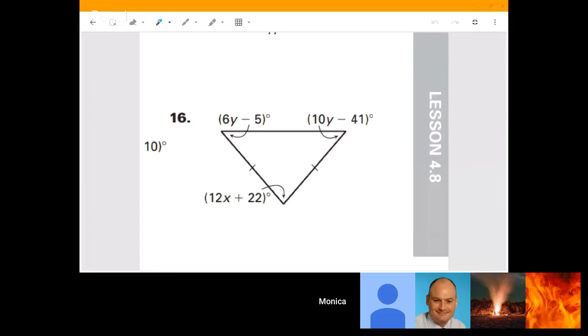Then you can use that to figure out the measure of those two angles, and then use the fact that the interior angles all add up to 180 to figure out what that third angle is supposed to be, and then set that one equal to that measure and solve for x. You're welcome, Madison.